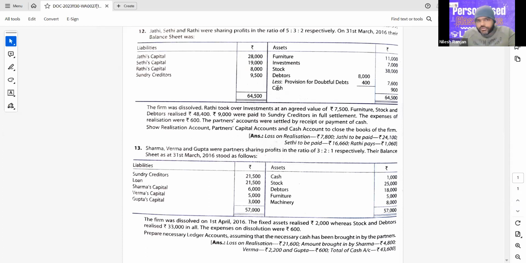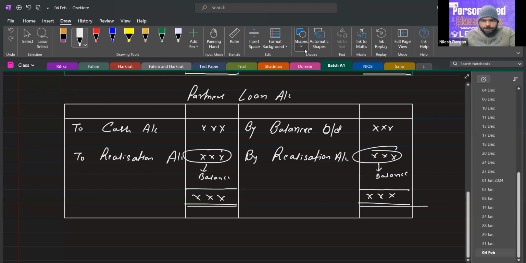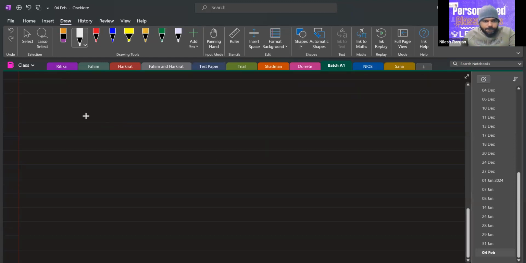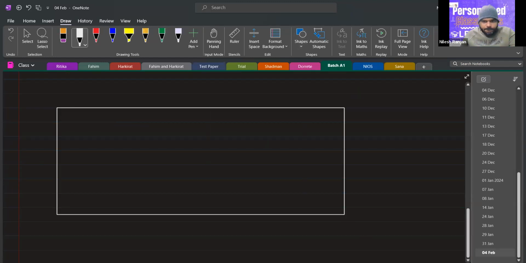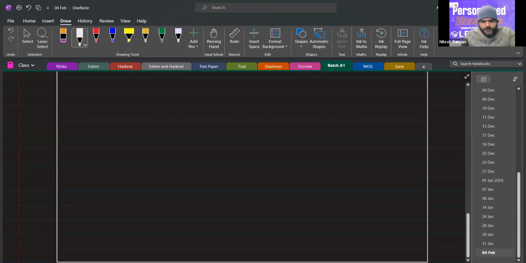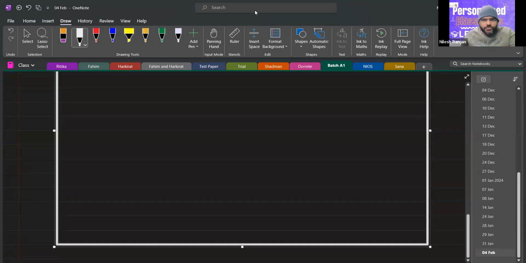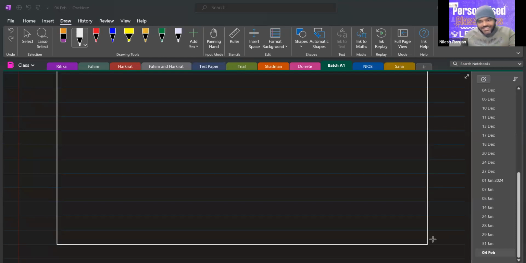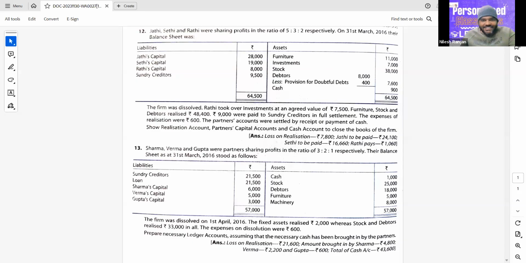Jati, Sethi, and Rathi were sharing profit in the ratio of 5:3:2 respectively on 31st March. Please read the question. So you're not presenting the screen. It is not showing to you. Oh, sorry. Actually, I was creating the format. So should I read it out loud? Yes.